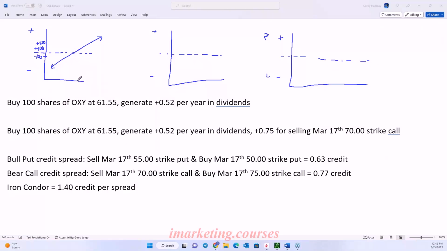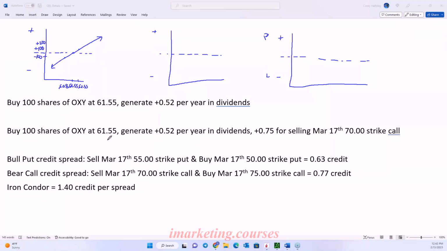At 62.55. So here would be 61.55. Here would be 62.55, and so on. And then where would we lose $100? Well, if it went down $1 a share, so 60.55 is where we'd be down $100. And it literally just goes on and on like that. And you say, okay, now I understand a long stock risk graph.